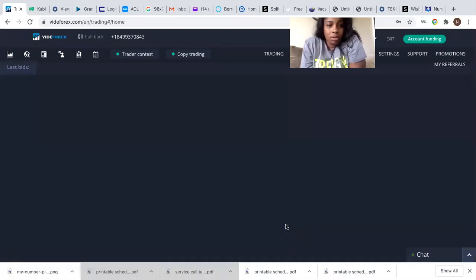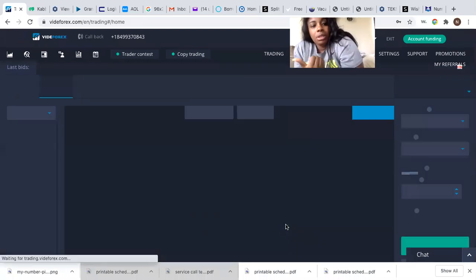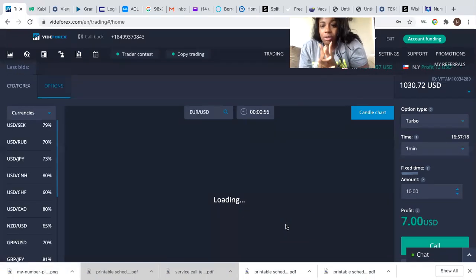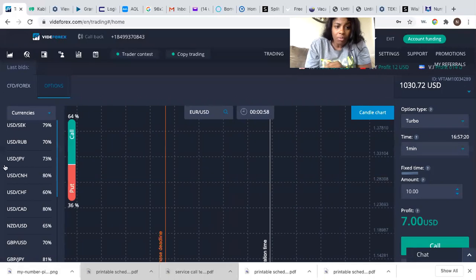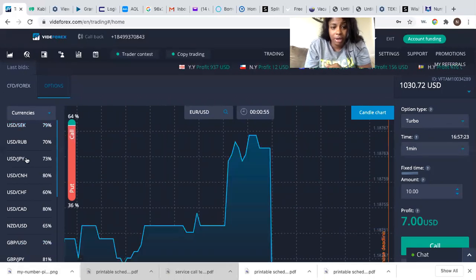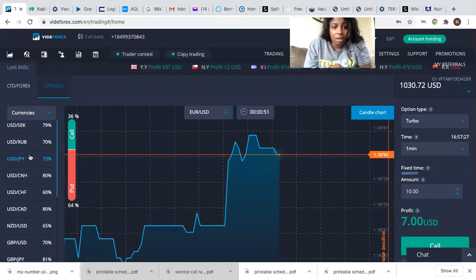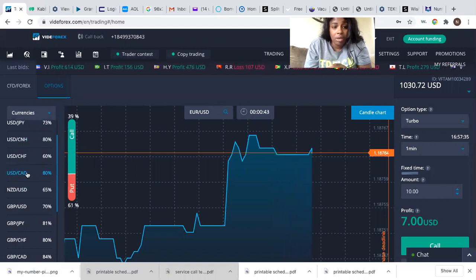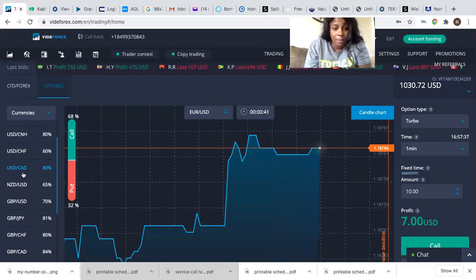Okay, so as soon as I log in, the first thing I want to do is look over to the left and see what percentage the currencies are currently paying at. One of my favorite pairs is USD SEK. It's paying at 79%. I also like USD JPY. It says 73. I don't trade USD China. I just never have. There's no reason.